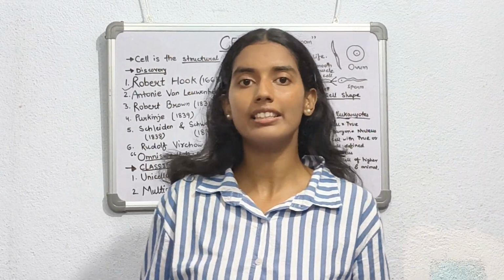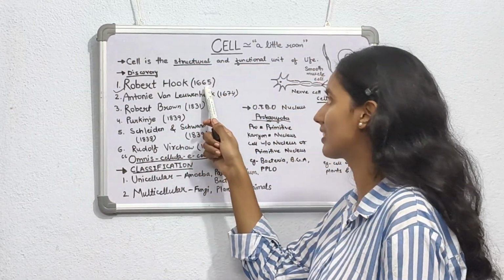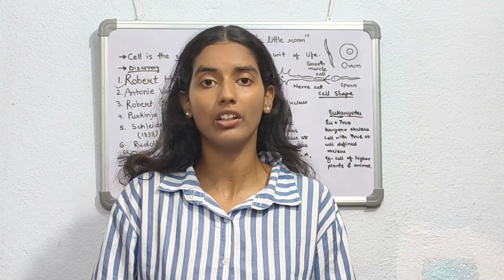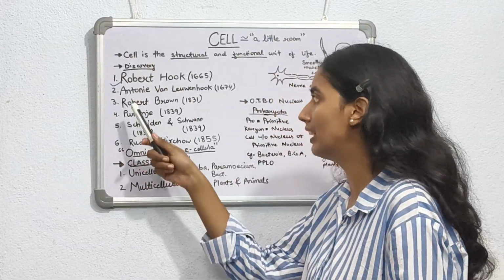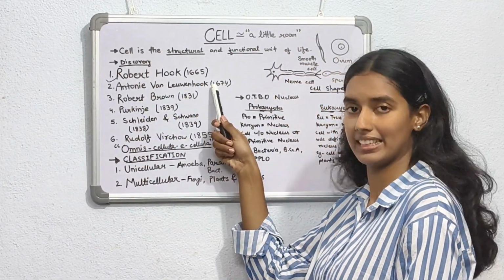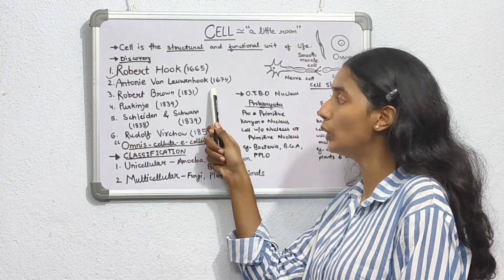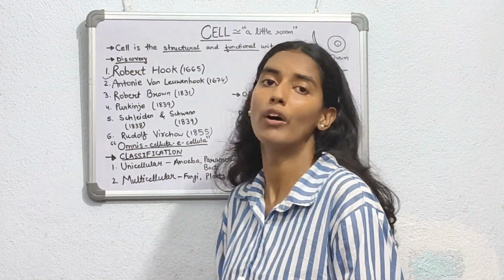Now, who discovered the cell? The cell was discovered by Robert Hooke in 1665. Robert Hooke discovered dead cells from cork. Now, who discovered the living cell? The living cell was discovered by Antony van Leeuwenhoek in 1674. Robert Brown in 1831 discovered the nucleus. Purkinje in 1839 discovered the protoplasm of the cell.